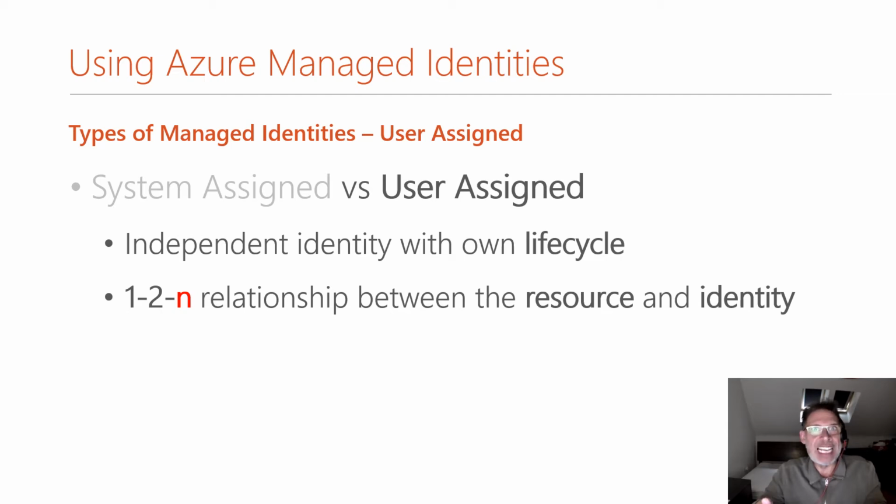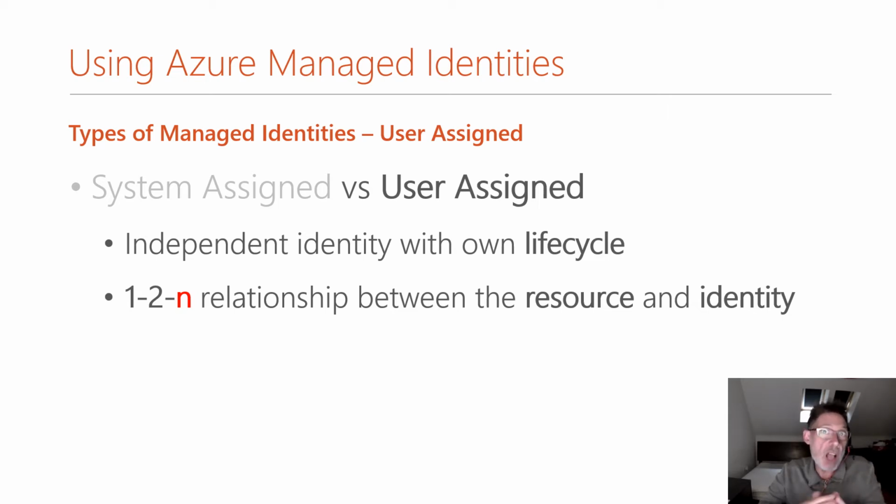Again, if you've got a full stack of web components, maybe a multi-tier application, so you've got a web layer, an application layer, and a database layer, and they all want to access Key Vault to extract sensitive information, then they can all use the same user assigned managed identity. You couldn't do that with a system assigned managed identity, because that has the one-to-one relationship. With a user assigned managed identity, you can have one identity that can be shared by multiple resources.